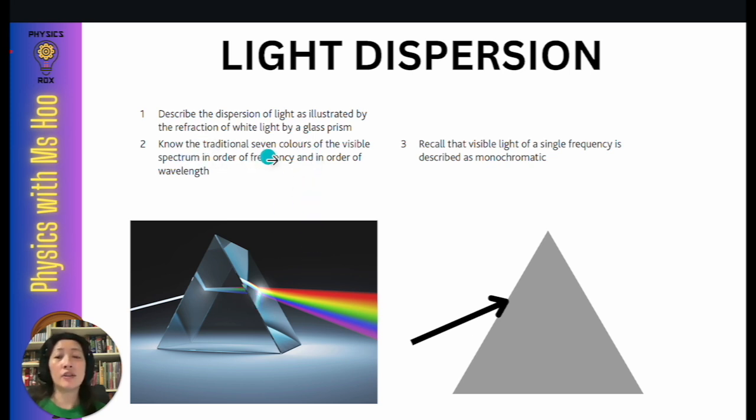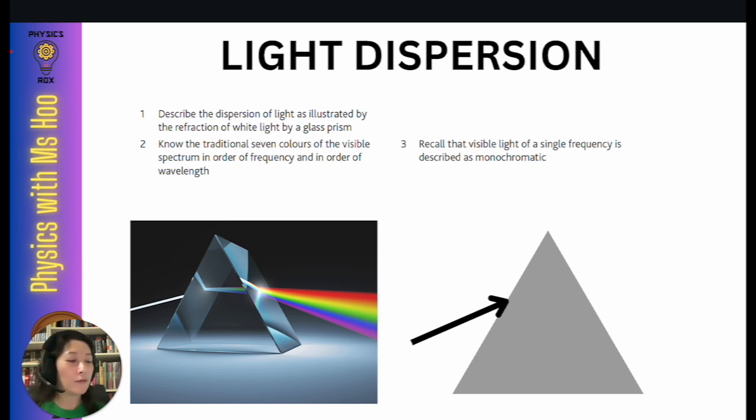You must know the traditional 7 colors of the visible spectrum in order of frequency and in order of wavelength. The reason why light disperses is that, due to the different frequencies of the colors, they will refract at different angles, causing them to spread out. And that's why you can see the different colors within the spectrum. You must know the order, which you should have learned since you're in primary school.